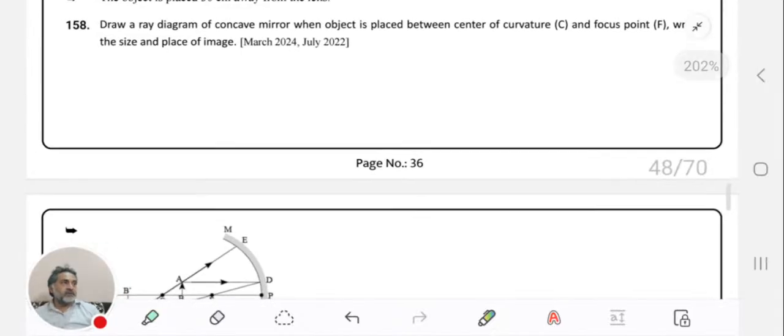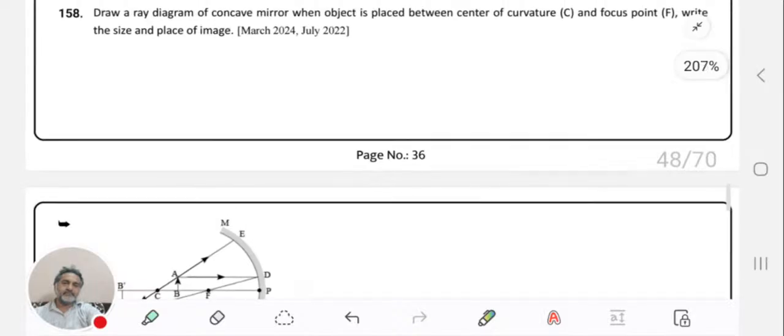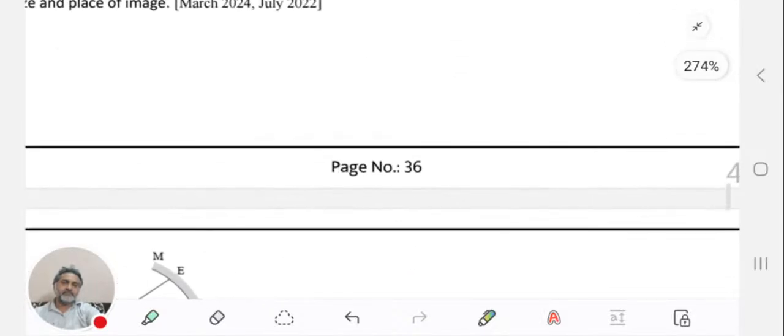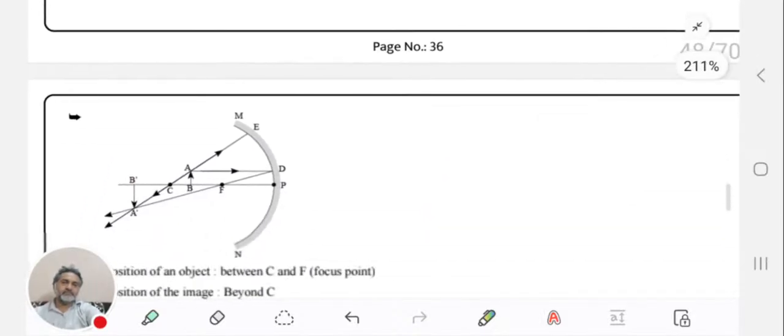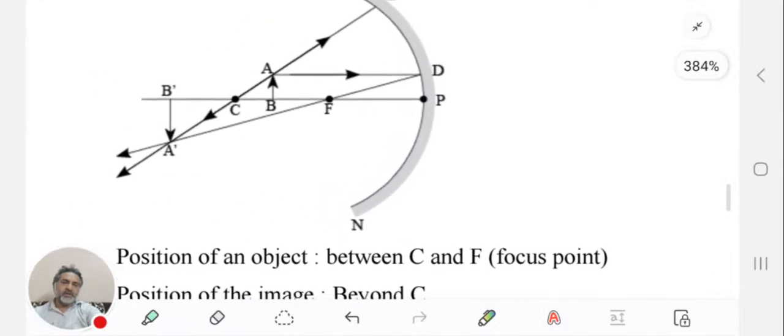158. Draw a ray diagram of concave mirror when object is placed between center of curvature and focus point F. Write the size and place of image. March 24, July 22.